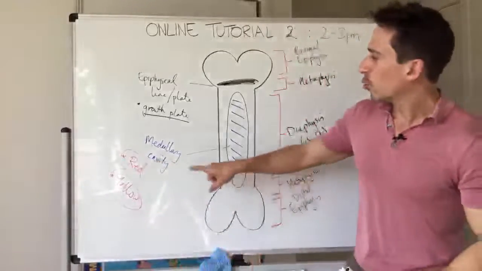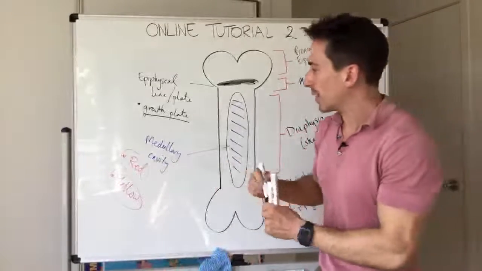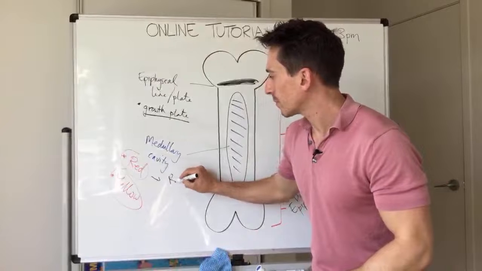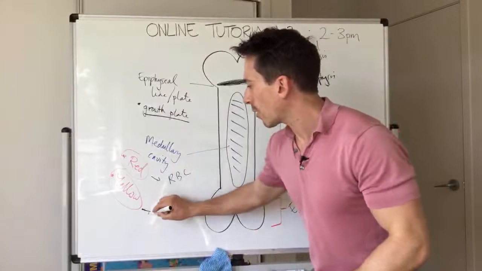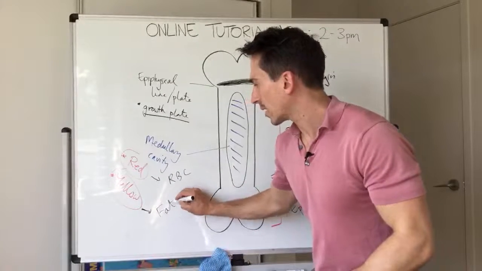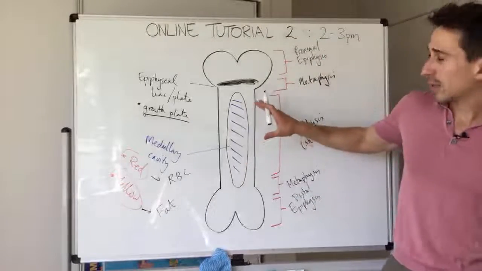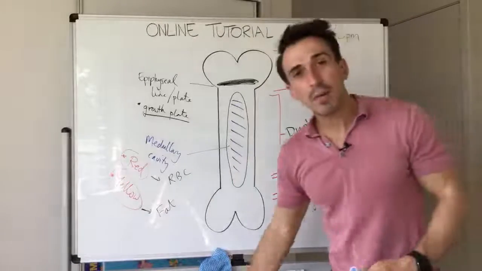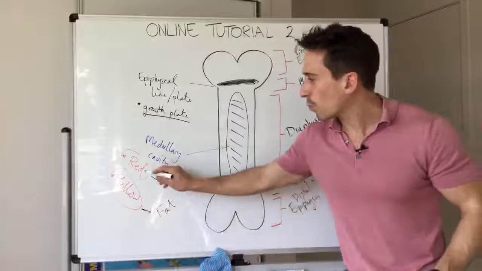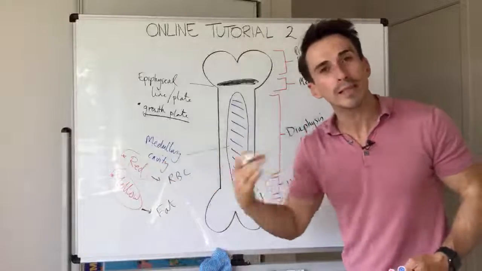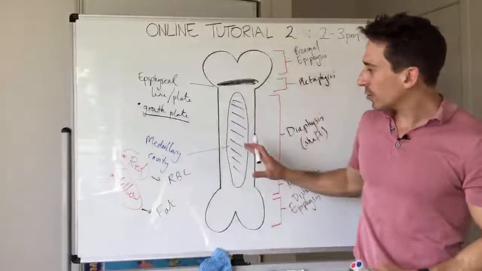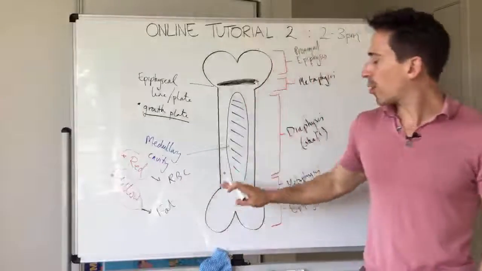What's the difference? Red bone marrow creates red blood cells. Yellow bone marrow is just fat. And like I said, infants in their long bones, so their femur, their humerus, for example, will have red bone marrow creating red blood cells for them. Perfect. Adults will have yellow bone marrow, which is fat.